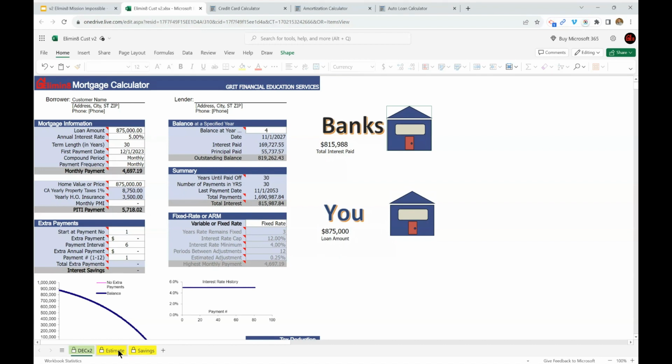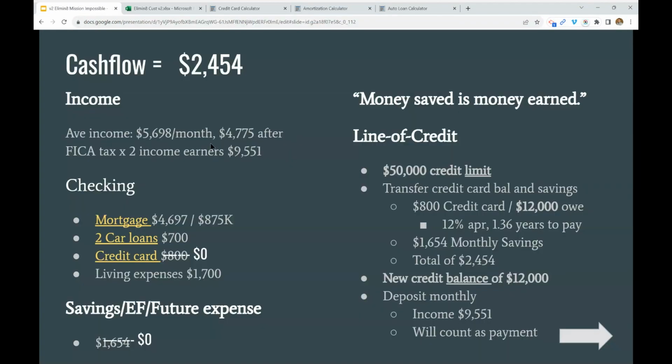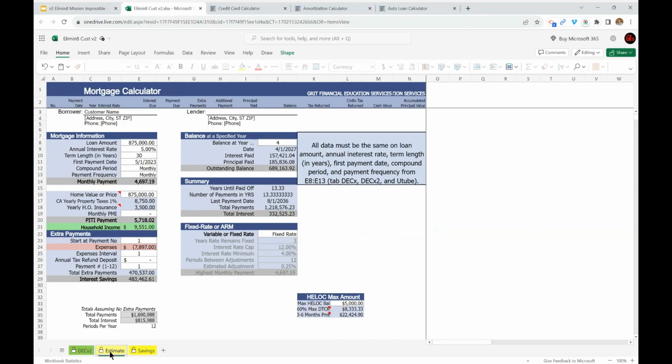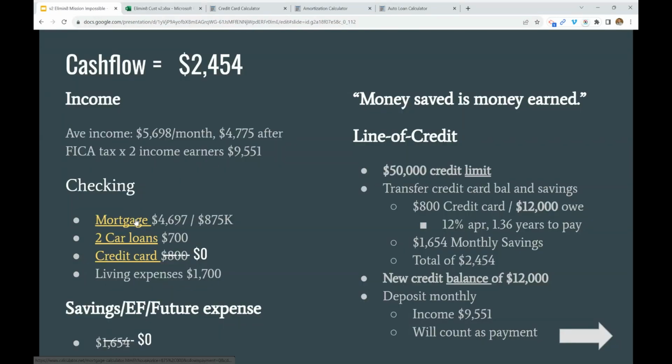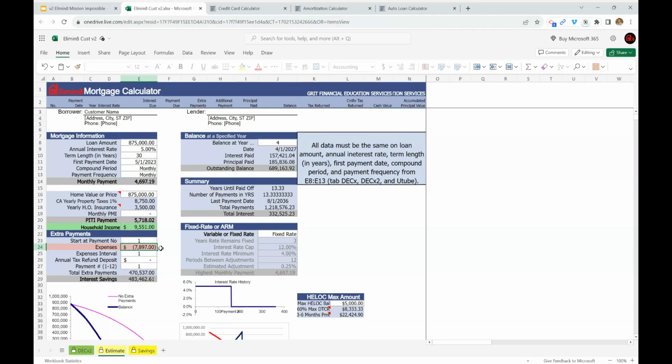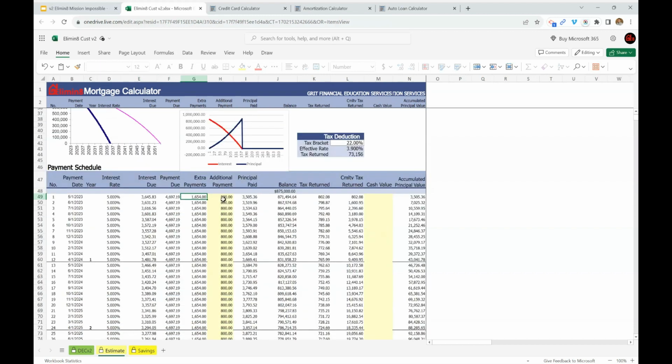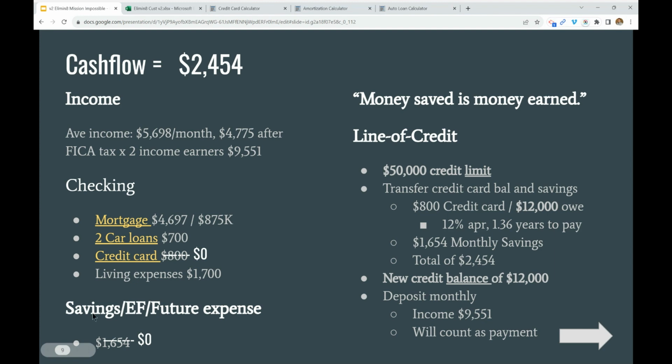Now, the numbers I was talking to you about earlier, right here, if we go to another modified calculator that I did, as you can see, I added your household income of $9,551 and your total expenses, which are the mortgage, the car loans, the credit card, and the living expenses. It will total to $7,897, right? So the difference of the two is the $1,654, which is the savings part right here.